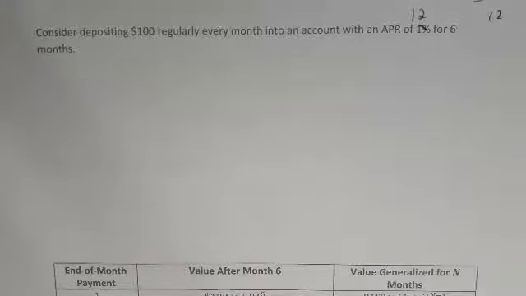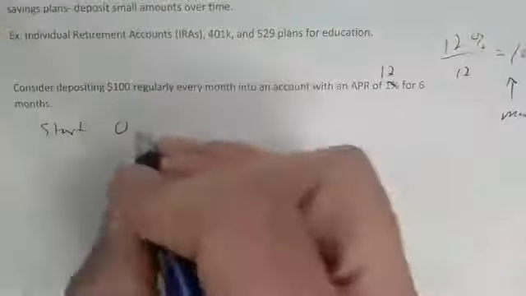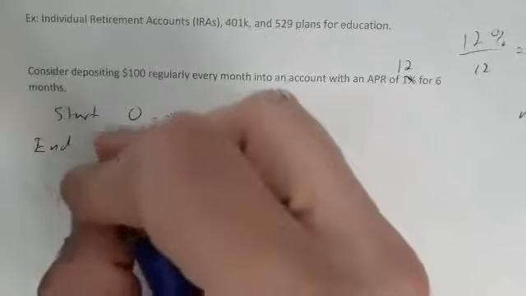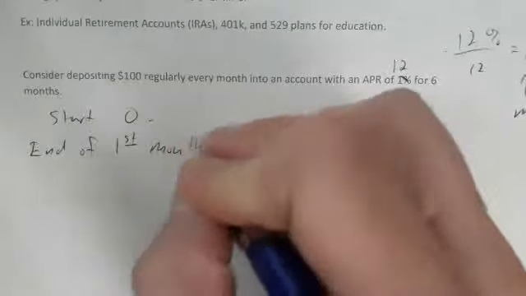Okay, so if we're starting this, I try to make those numbers easy so that it's not hard to calculate. There's a weird thing that we do with savings plans. We start the first month off with $0, so we don't actually start calculating things till the end of the month. At the end of the first month, you make your first payment, so you deposit $100.